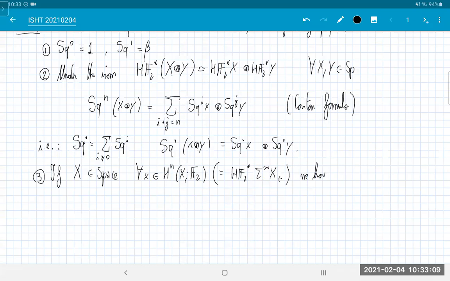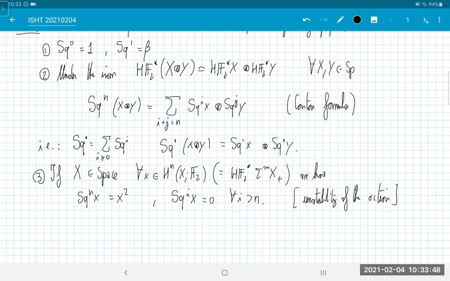we have Sq^n of x is x squared. That's where the name Steenrod squares comes from. They're built out of the squaring map. I'm not going to be able to tell you the construction, but the construction is sort of rigged so that this happens. And moreover, you have Sq^i of x is zero for all i greater than n. These are called instability of the action.